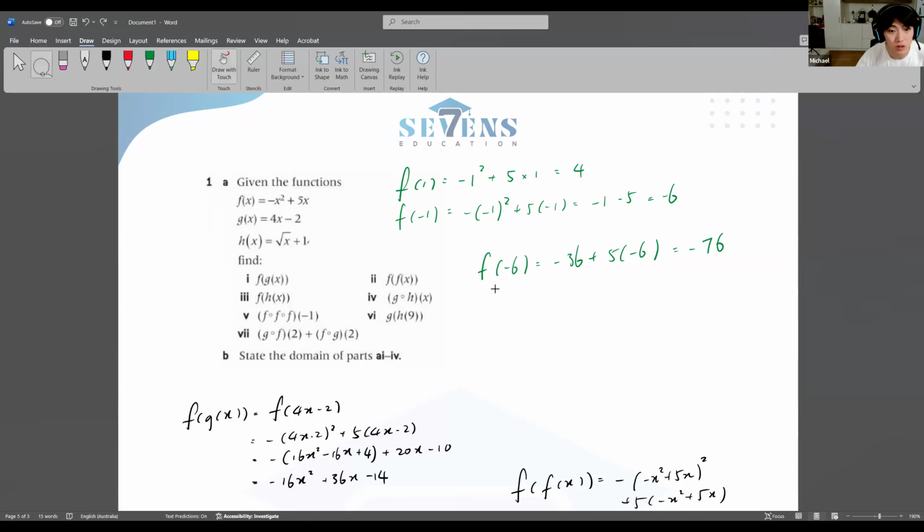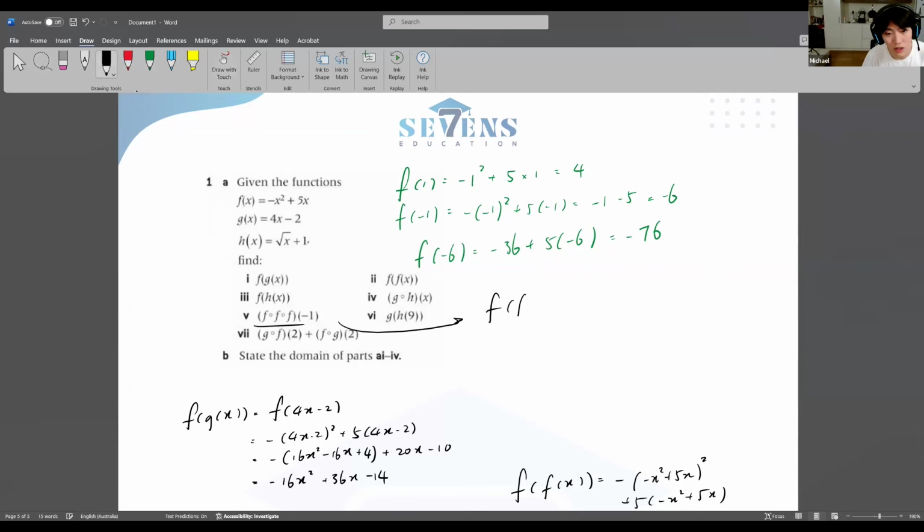All right. I'm gonna put this here as a reference. Now if we look at what this is really saying, this is f(f(f(-1))). We know this part is -6 because of this line, right? So this equals f(-6). And we know this part equals -76. So this equals f(-76), right? And that equals -76 squared plus 5 times -76. Is that what everyone got?